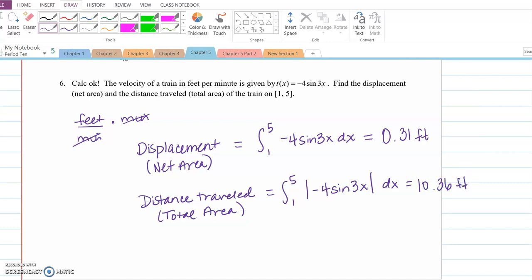And that should make sense that your distance traveled is longer than your displacement, because distance traveled, once again, does not worry about any negative values. It says that you're just dealing with speed for the time that the train is traveling. That's it for 5.2. Go back and do those homework questions, and I'll look in your binders to see if they're right.